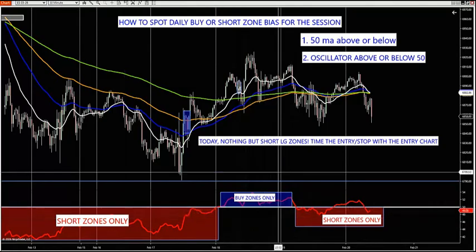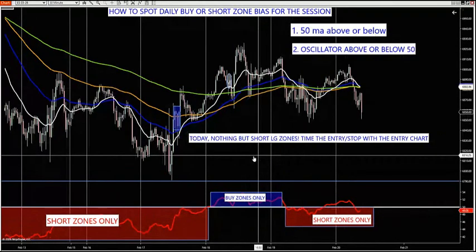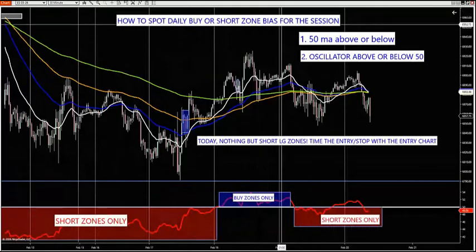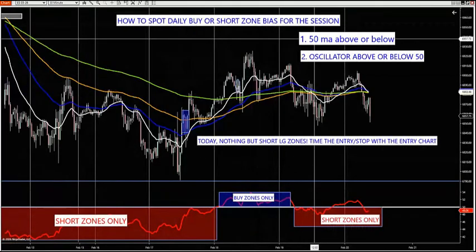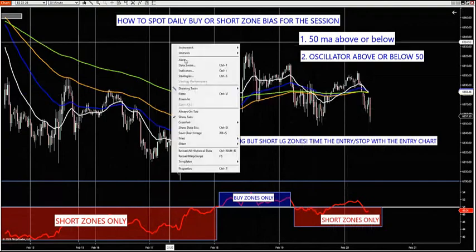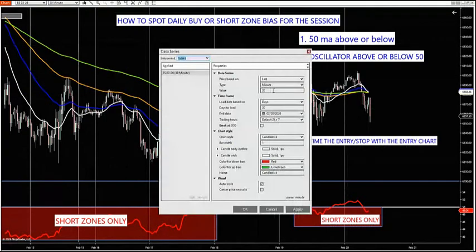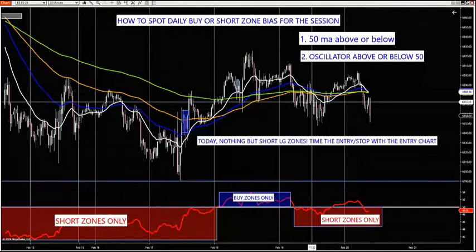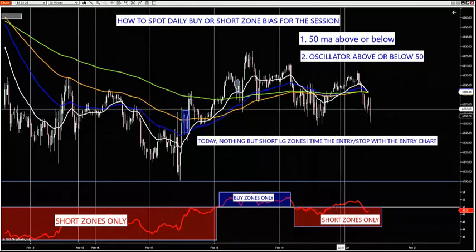Okay. So what we want to do is this: how to spot daily buyer sell zone bias for the session. The first thing we're going to look at is a 50 MA, above or below. We have our 30-minute chart in the room. We have a simple 50 MA that tells us the bias. If we're above the 50, we're looking for long side setups in the buy zones. If we're below the 50, we're looking below it.